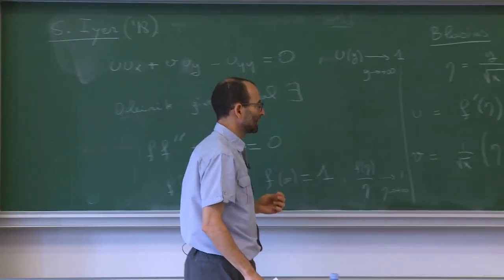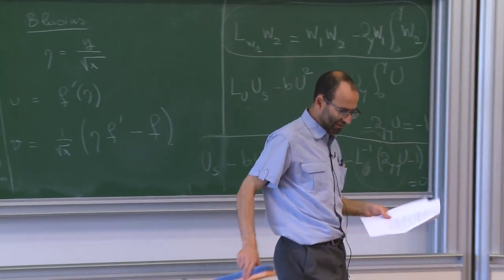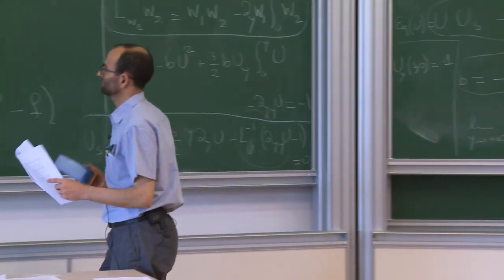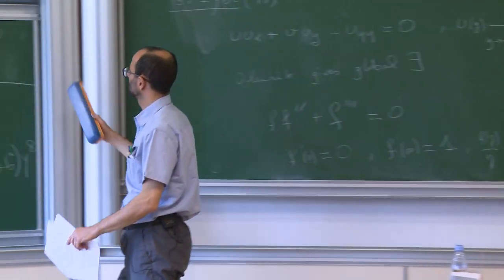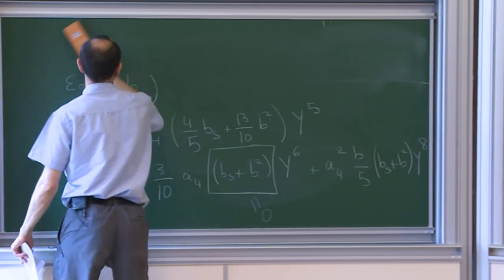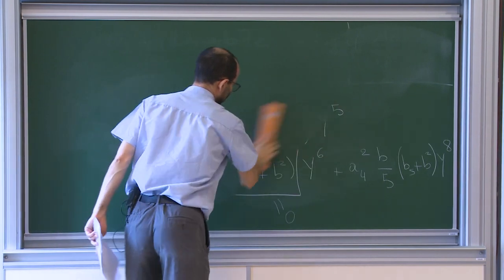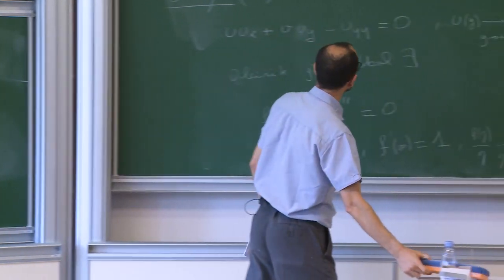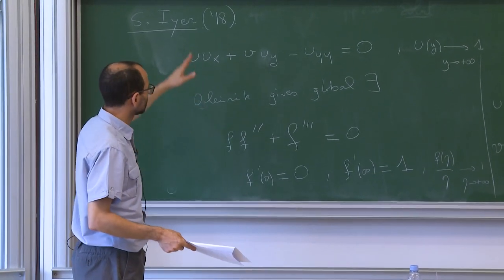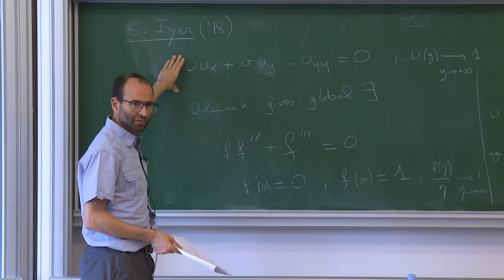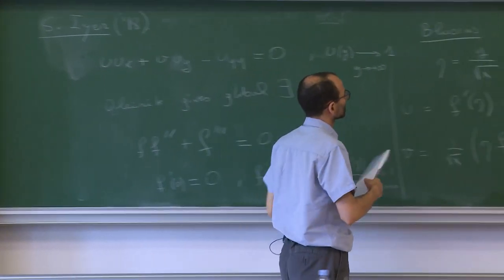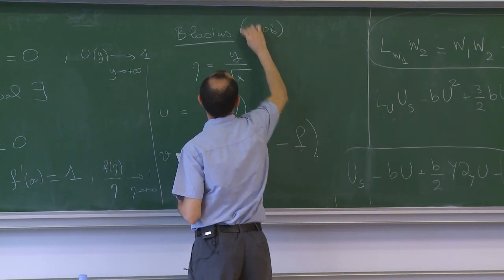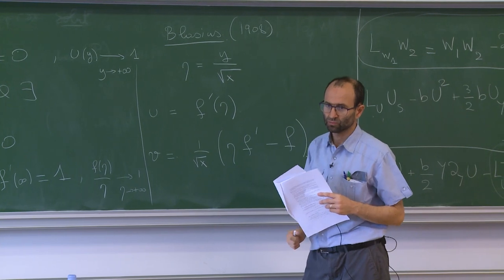I should mention that his result was already proved, actually. But what I like about his result is more the method used, which has some potential for other things. So as I said, Oleinik gives global existence. Blasius, in 1908, constructed this particular solution.